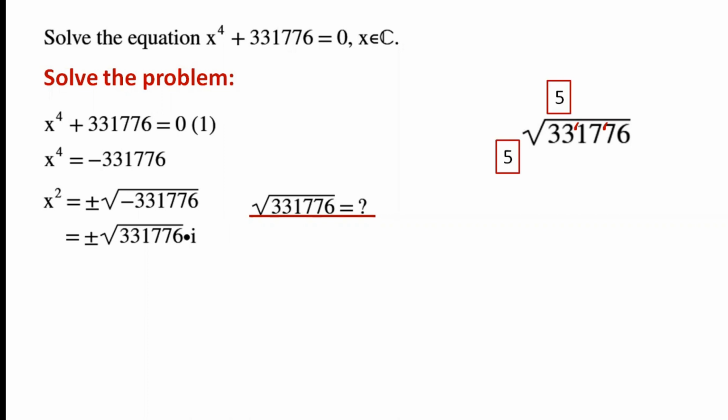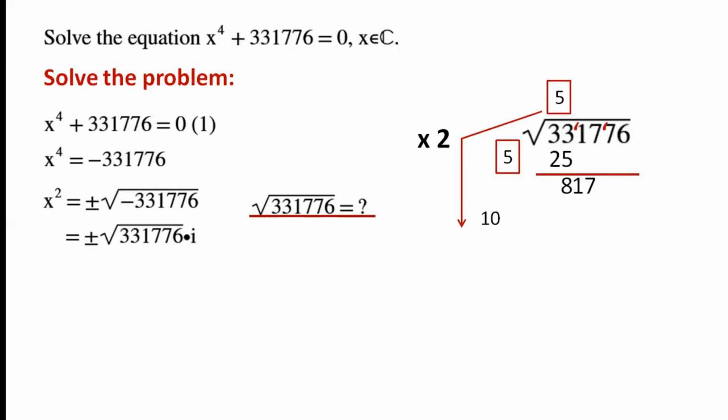Next, we find the largest number whose square is less than or equal to the leftmost pair, which is 33. We find that it's 5. 5 times 5 is 25. The remainder is 8. Next, we drop down the next pair, which is 1, 7.